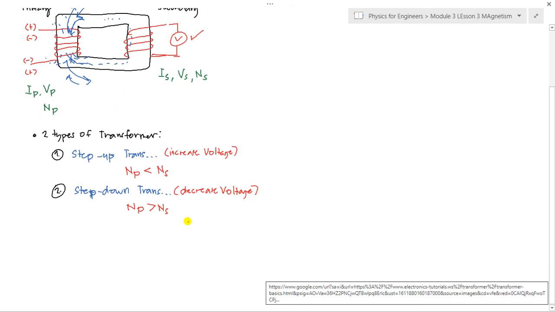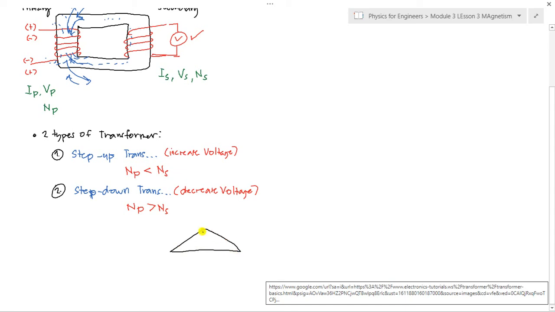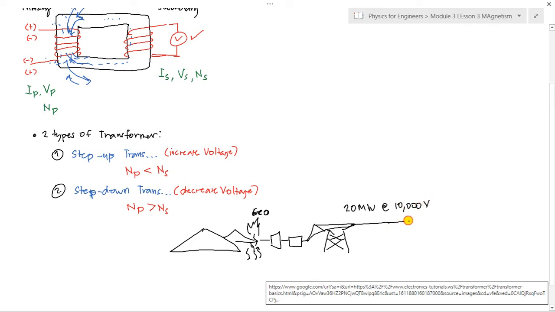Now, where is the transformer used? Well, this is the chain. We have a source of power, for example heat. We have geothermal power coming from the steam underground. Then it turns a turbine connected to the generator to produce the electricity. Then it is sent through power lines, and the power in those lines is in megawatts. Let's say this is 20 megawatts at 10,000 volts. Do you think your cellphone would work if you plugged it in? It would burn out immediately. That's why, what should we do?